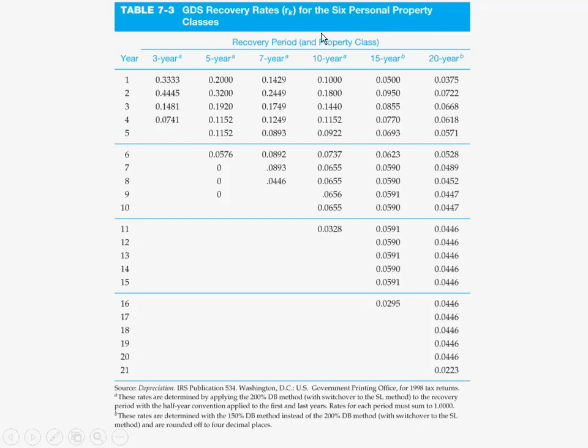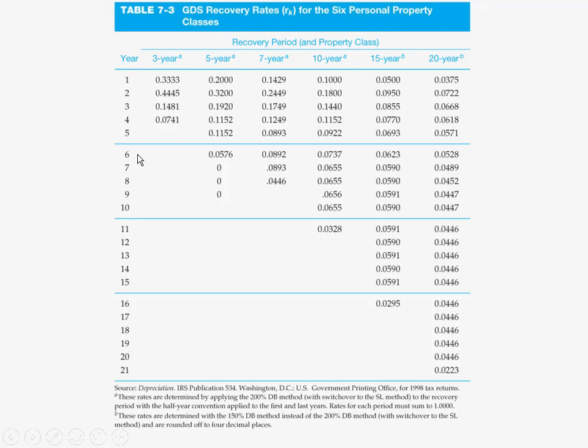So if it was the telephone equipment, 10 years, you're using this column. And these fractions here are telling you the fraction of the initial value that gets deducted each year. That's a little bit strange. What do you notice about how many rows there are for the 10-year depreciation category? There's 11 years. Anybody want to guess why there's always one more year than it's saying? So the 15-year has 16. If you look at the 5-year, it actually goes through 6 rows.